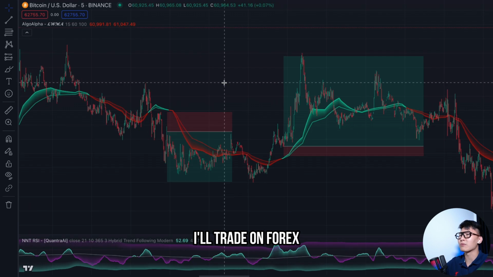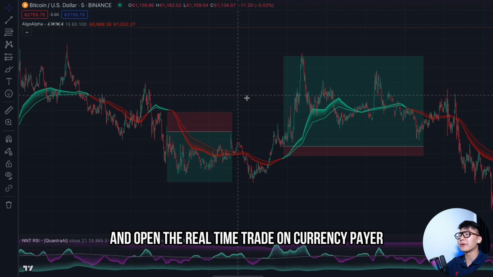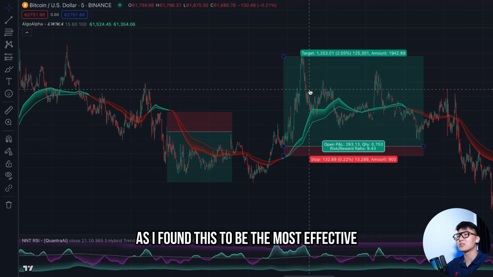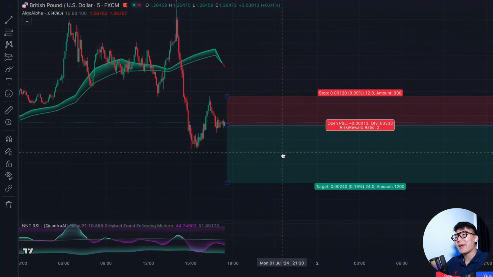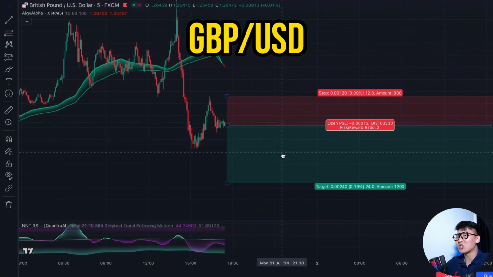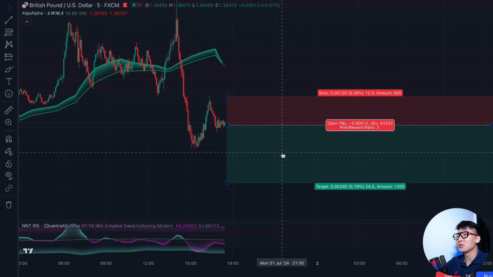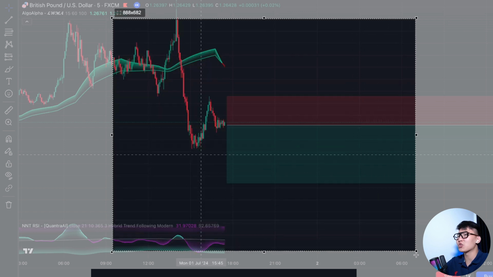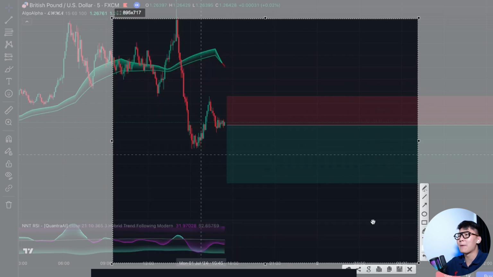Today I'll trade on Forex and open a real-time trade on a currency pair, and I aim for a 1:2 or 1:3 risk-reward ratio, as I found this to be the most effective. So guys, I've got a signal to open a short position. I've already set my stop loss and take profit at a 1:2 ratio, and the conditions for a short position are met as usual: the color changed from green to red, and the waves are purple. And let's see how the trade goes, guys.